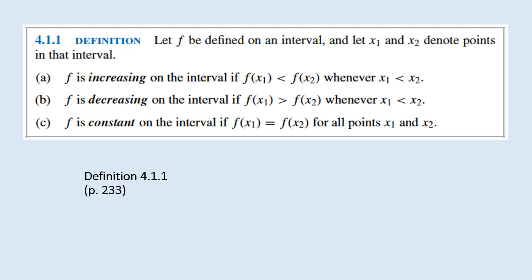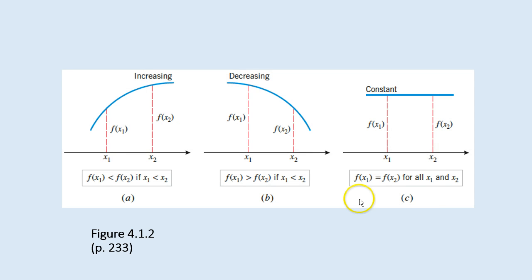So here's just a restatement of the definition for increasing and decreasing over a given interval. It just means that the function values are going up or down or not changing as we go from left to right. And graphically, that means our graph's going uphill for increasing, downhill for decreasing, not changing height for constant functions.